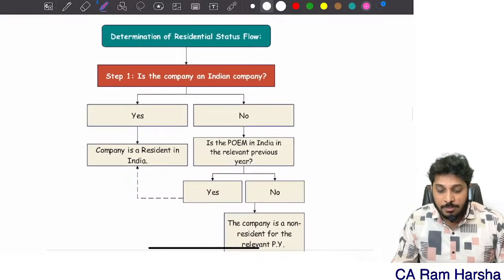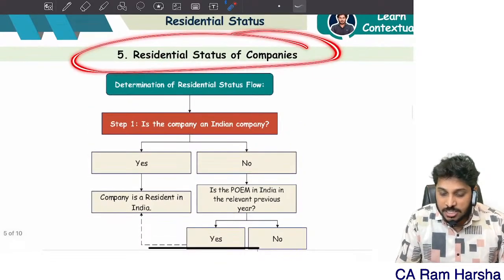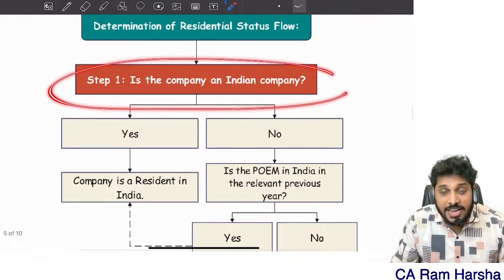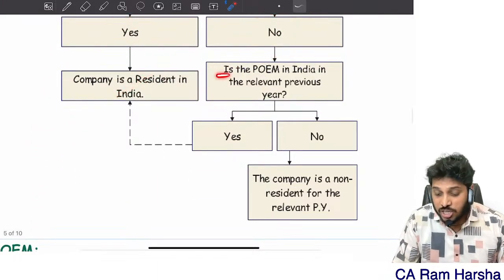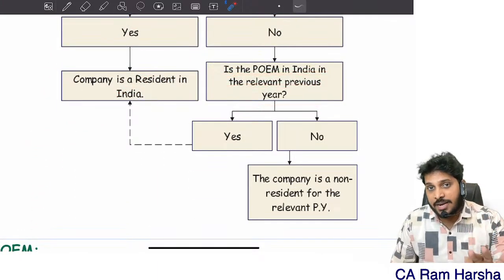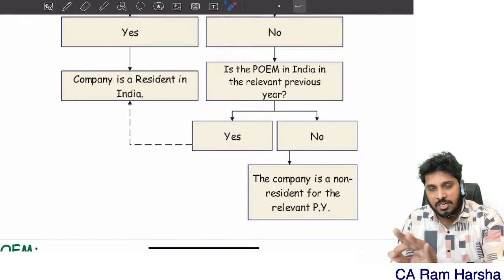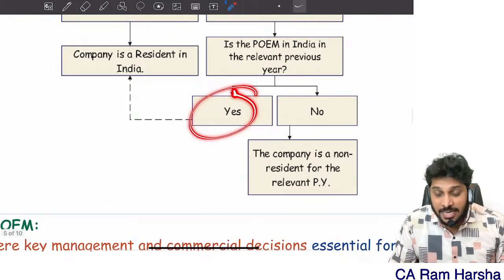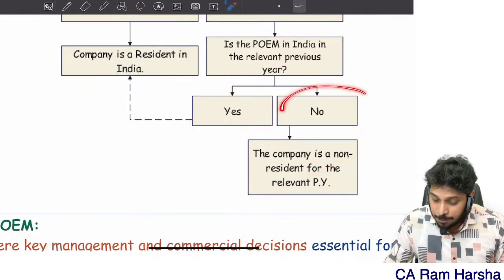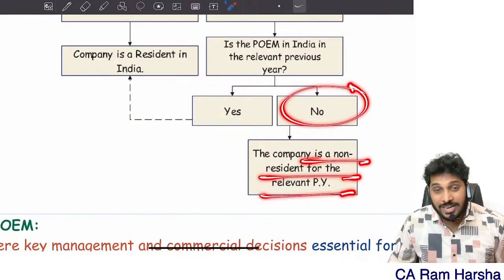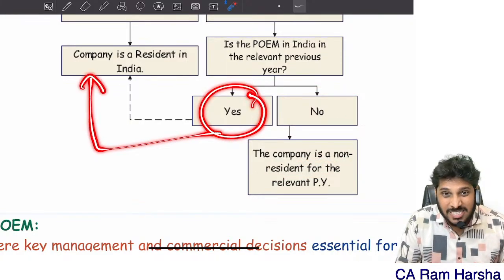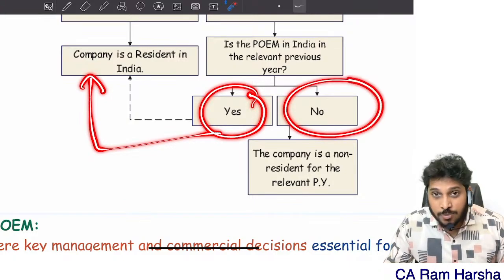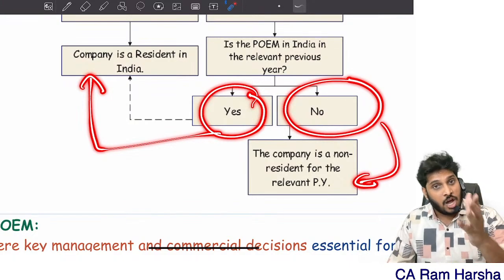Now coming to the residential status of a company. Is it an Indian company? Yes, sir, resident. Is it not an Indian company? Then check where the effective management is. Where is the place of effective management? Identify. Sir, it is in India. Then it's a resident. If it is not in India, then it is not a resident. If the place of effective management is in India, then the company is a resident. If it is not in India, then the company is a non-resident.